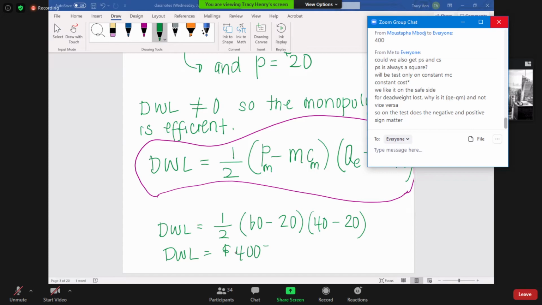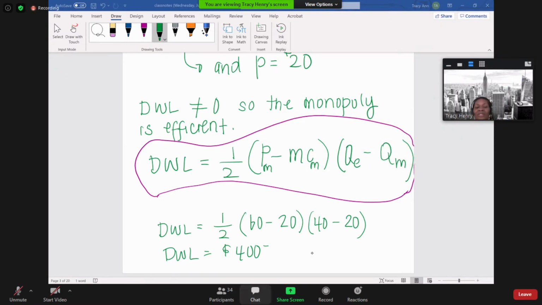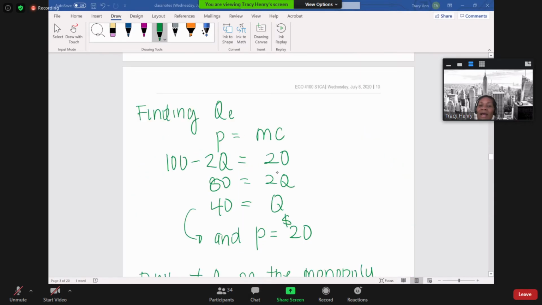On the test, it doesn't matter whether you give me positive or negative. As a matter of fact, it's just simple. If you think about it grammatically, if you say deadweight loss, then it should be a positive value. Just as if you say the firm made an economic loss of $200, you wouldn't say economic loss of -200.